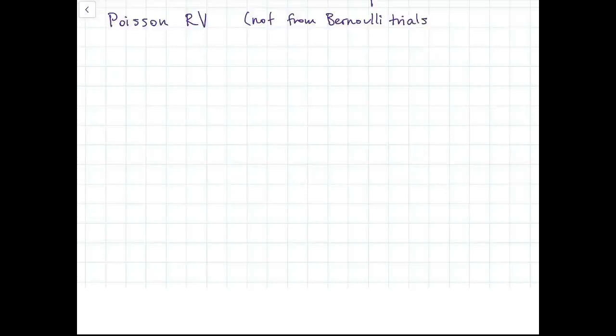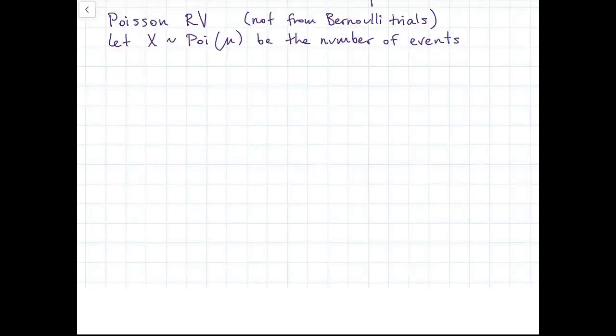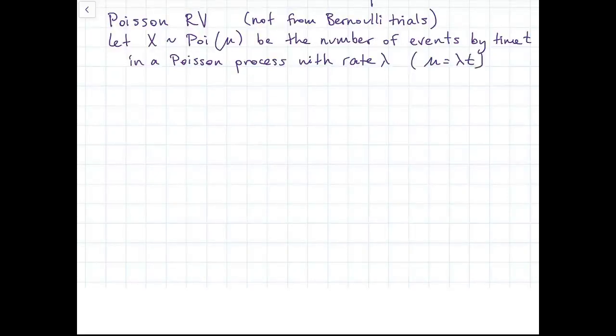So lastly, I want to talk about one last random variable that does not come from Bernoulli trials. And this is the Poisson random variable. So we'll say that X is a Poisson random variable with parameter mu as the number of events that occur by time t in a Poisson process with rate lambda. And mu is just equal to the product of lambda times t.